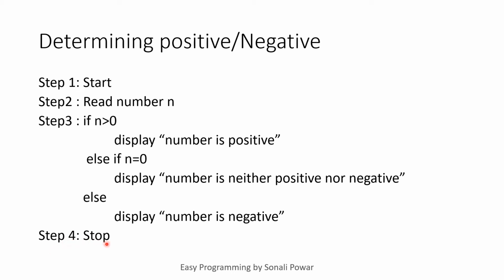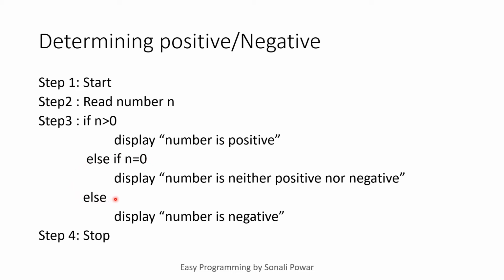And now suppose the user enters the value minus 4. So in step number 3, what happens? I said if n is greater than 0, now the user entered minus 4, so n becomes minus 4. In this case, this condition is false because minus 4 is not greater than 0. So it will jump to check this condition. Here also n is equal to 0, but minus 4 is not equal to 0. This condition also becomes false. So it will go into the else part.